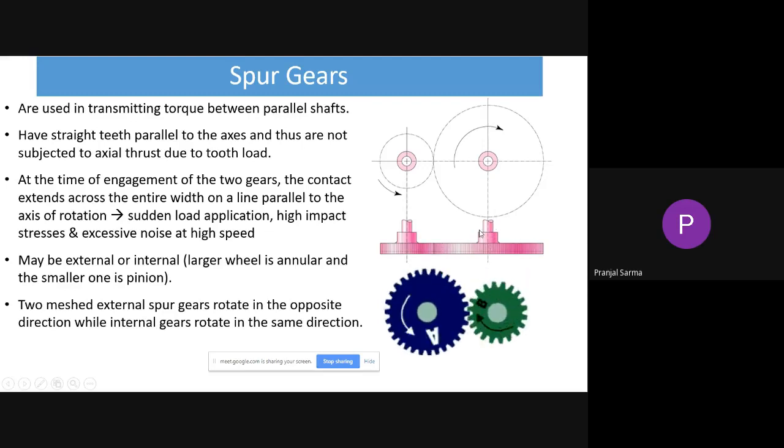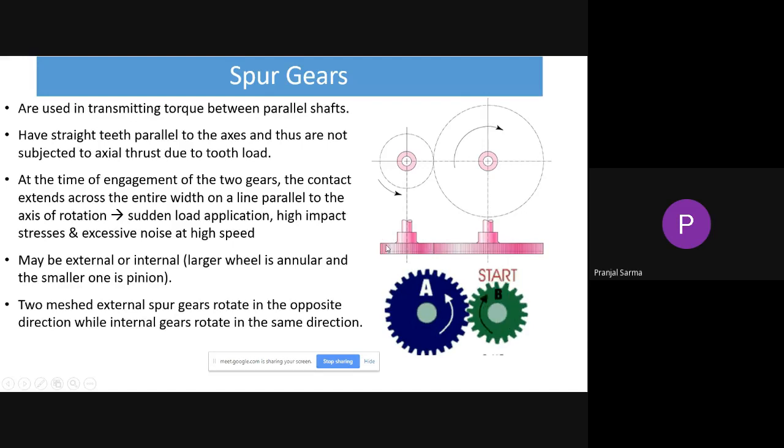Now in that particular case, what is happening here is that they are missing. If you look properly, here we are drawing with a darker line so as to represent this particular position, that means from here they are actually in contact, they are in mesh here.